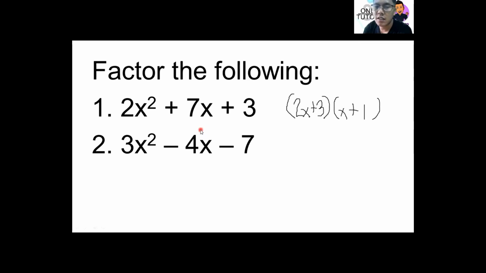So the middle term should be 3 times x, that is 3x, plus 2x times 1, that is 2x. 3x plus 2x is 5x. So therefore, this is not the correct answer. That's why we could interchange 3 and 1. Okay, the trial and error. Try and try until you get the correct answer.